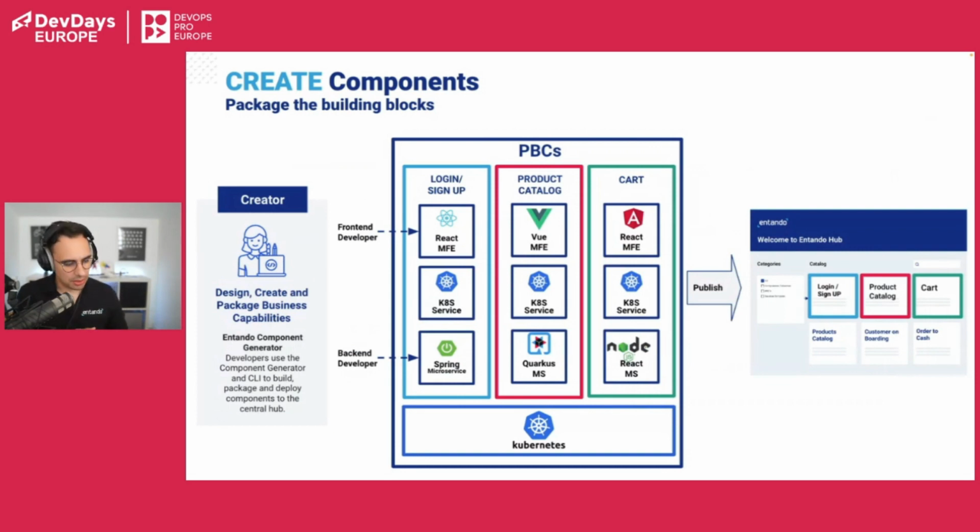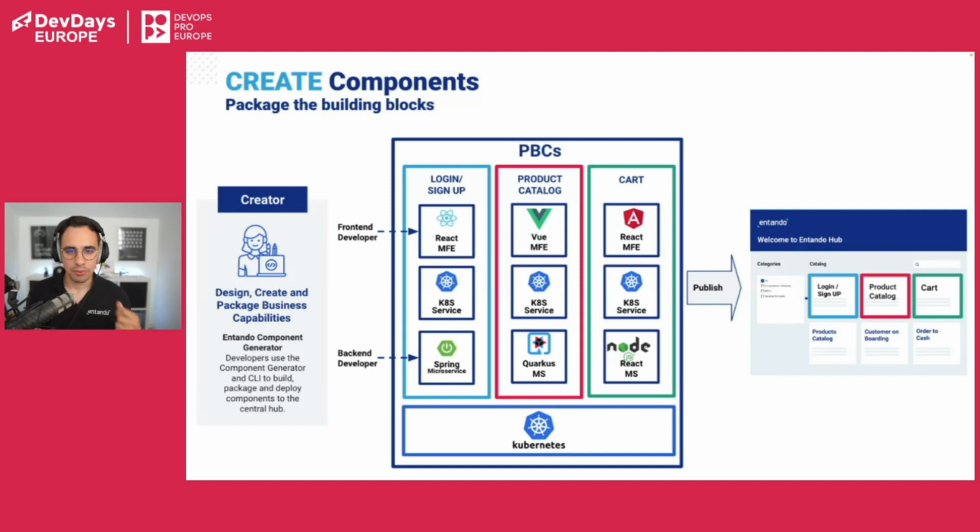Now, let's try to dive in. I will go quickly because time flies. So the first thing is, if you create components, you will define PBCs, as I said before. This is the creator's goal. The creator will basically code. Let's say I'm a creator, I will create a Vue micro frontend using a Quarkus microservice, and it will be a product catalog PBC. So it will serve a specific goal, so it's well defined.